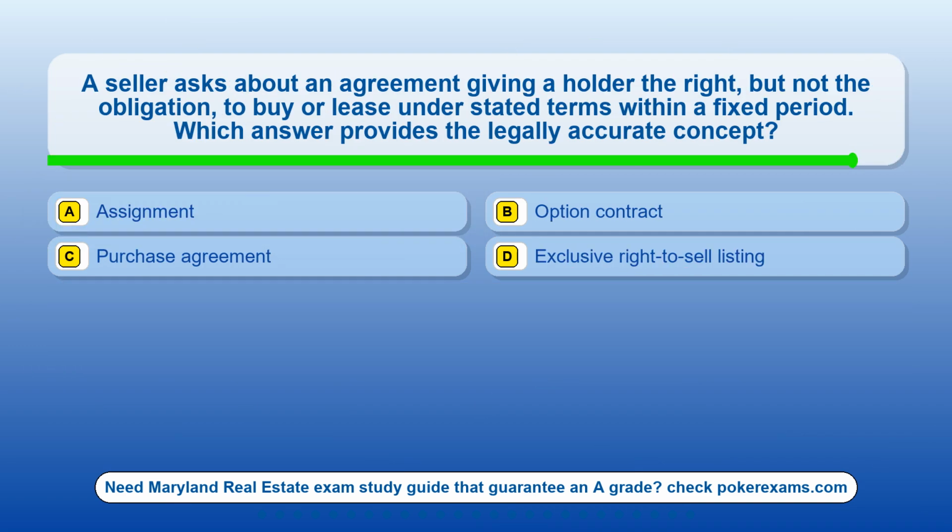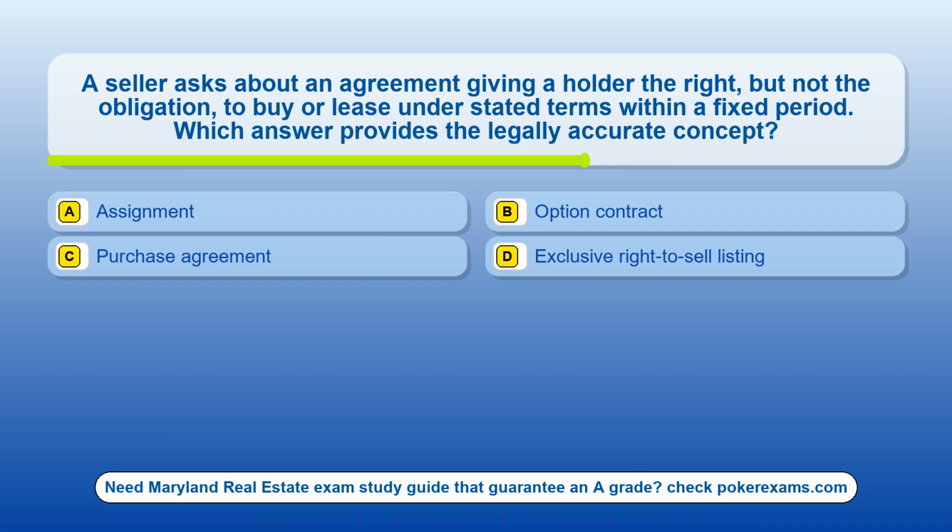Question 23. A seller asks about an agreement giving a holder the right, but not the obligation, to buy or lease under stated terms within a fixed period. Which answer provides the legally accurate concept? Option A, assignment. Option B, option contract. Option C, purchase agreement. Option D, exclusive right-to-sell listing.